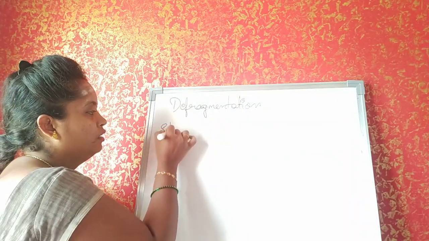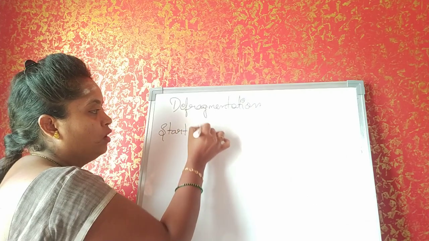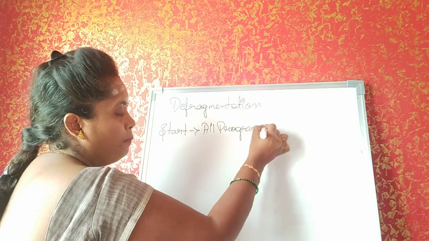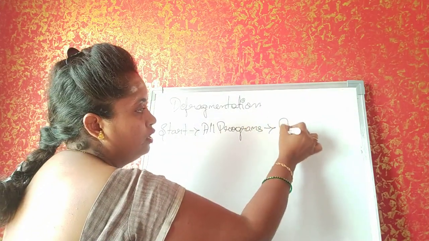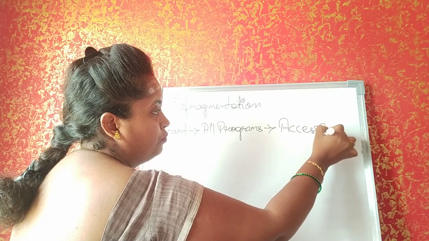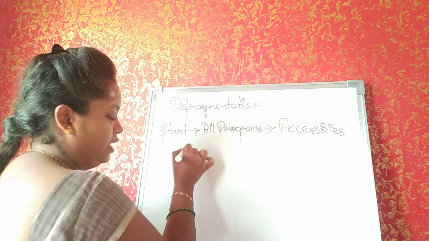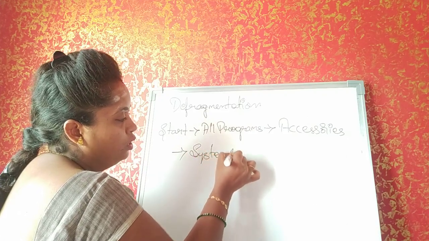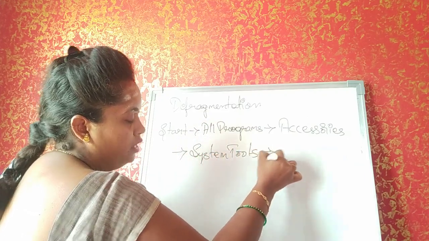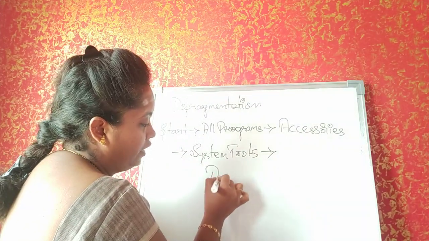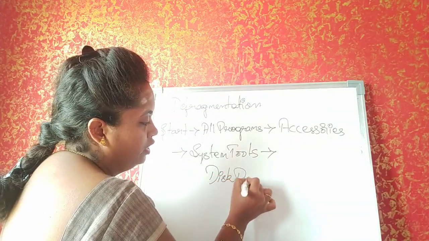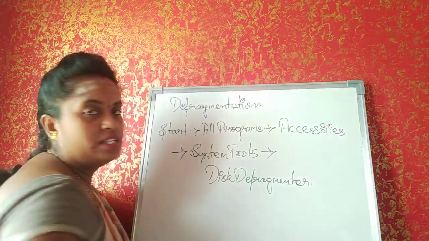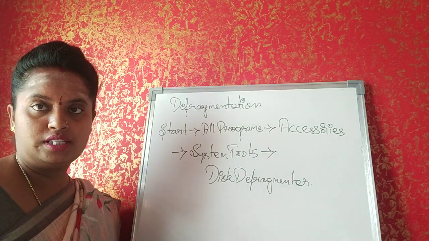Click on start, click on all programs, then click on accessories, then click on system tools, then disk defragmenter. Click on disk defragmenter. Understand, children?